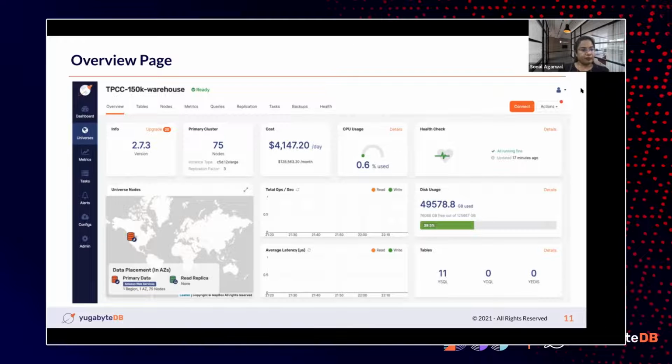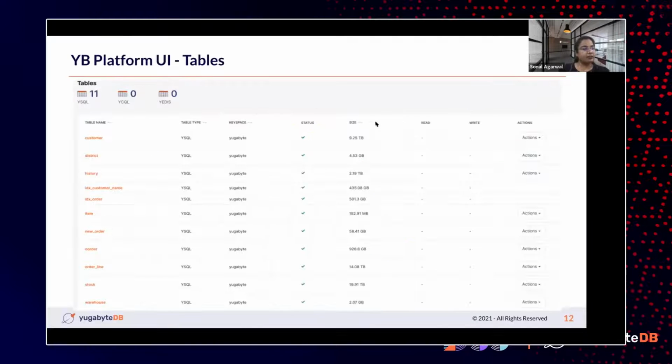Next is the tables view that we have for the universe. For TPC-C we have 11 tables. This UI shows us the size of each table, which keyspace it is in, and the status of the table with respect to the replication factor.